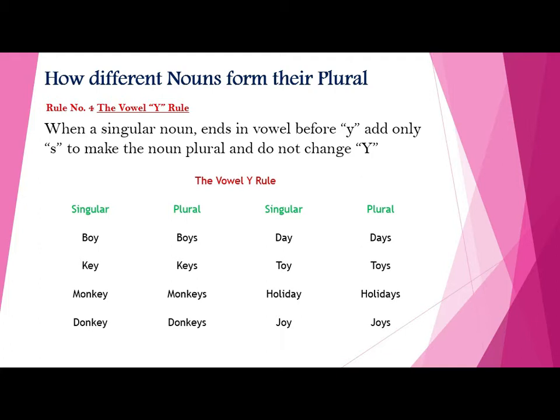This is rule number 4, the vowel Y rule. According to this rule, when a noun ends with a vowel before Y, we add only S to make the noun plural.